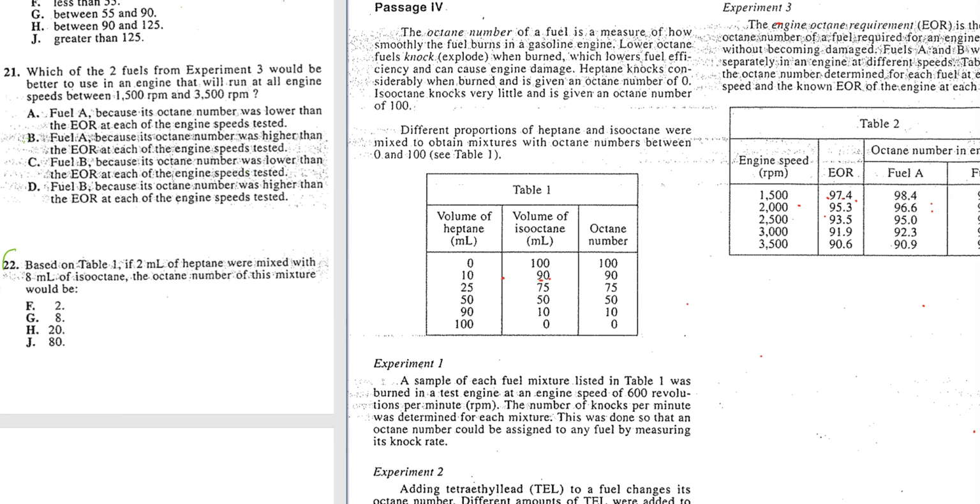All right, we're at question 22, and this is the last question in the passage, so it will tend to be a little trickier than the other ones since they get harder as the passage goes on. And it says, based on table 1, so that'll be the first thing we have to find, 2 milliliters of heptane, that'll be the second thing, were mixed with 8 milliliters of isooctane. The octane number of this mixture would be, so we need to find the octane number.